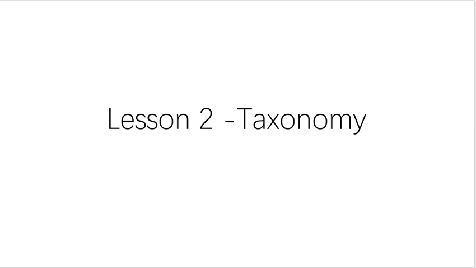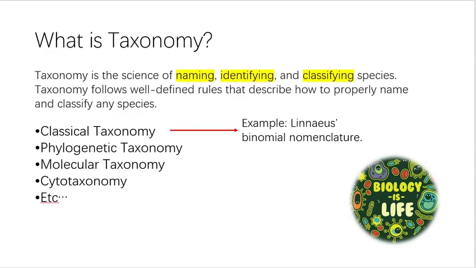In today's lesson, let's talk about taxonomy. So, what is taxonomy? Taxonomy is the science of naming, identifying, and classifying species. As we know, there are hundreds of millions of species out there, and scientists have to think of a way to name them and classify them, so that it'll be easier for scientists to study them.